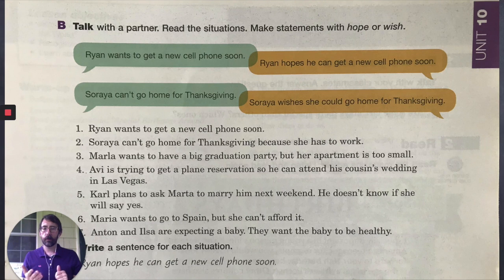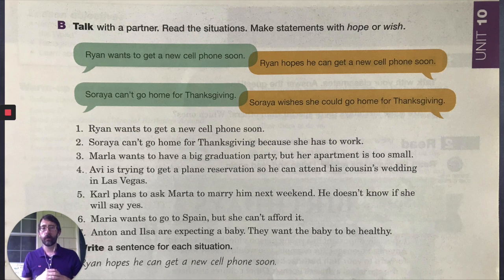Let's look at number 2. So Soraya can't go home for Thanksgiving because she has to work. Okay. Again, the second green dialog box. Soraya can't go home for Thanksgiving. So here's something that is not possible, right? And in the prompt, the situation for number 2, she cannot go home because of work, right? So it's not possible. So we're going to use wish. So in the yellow mustard dialog box, it says Soraya wishes she could go home for Thanksgiving.